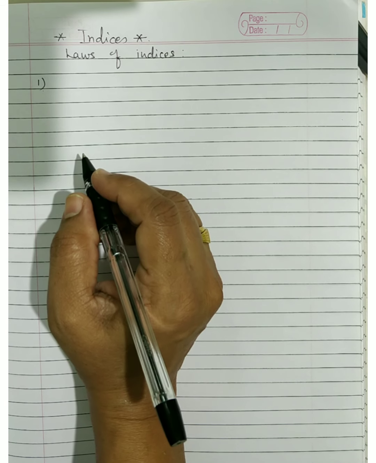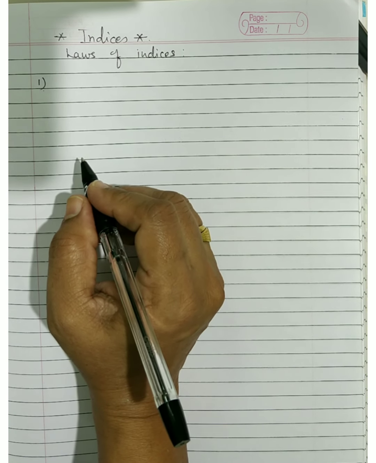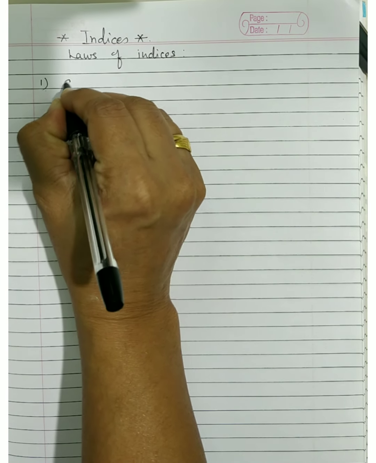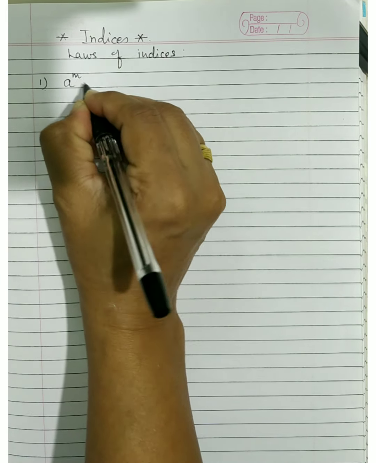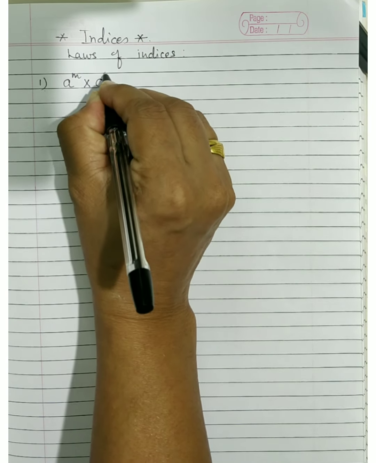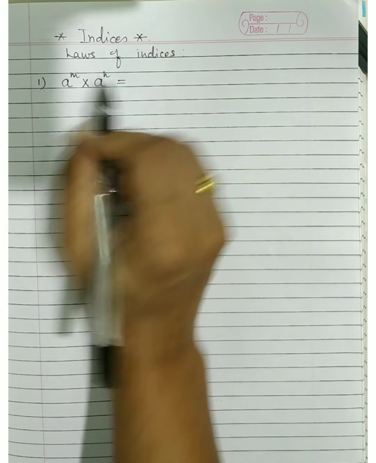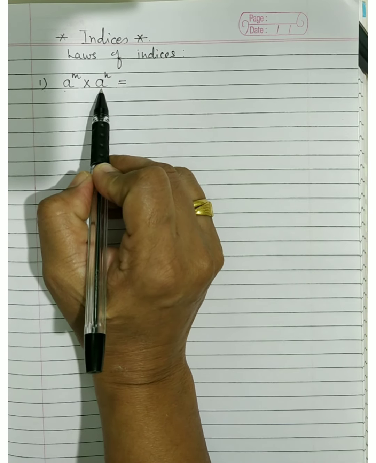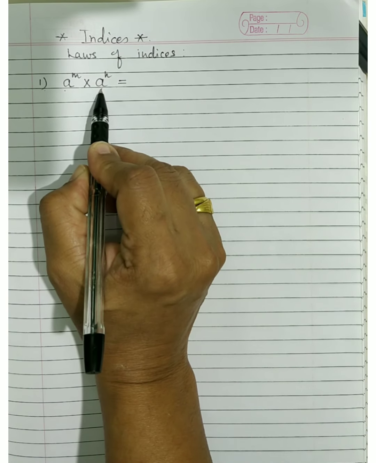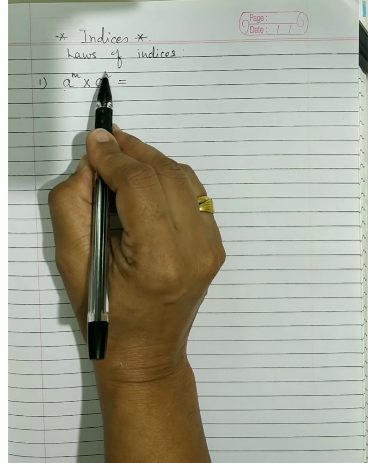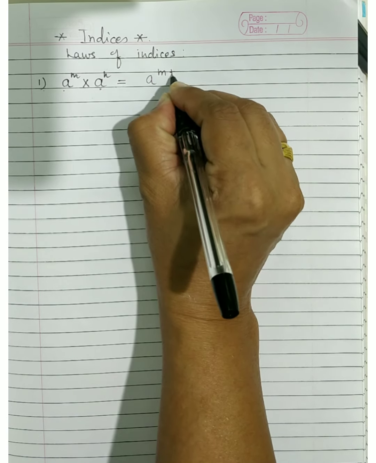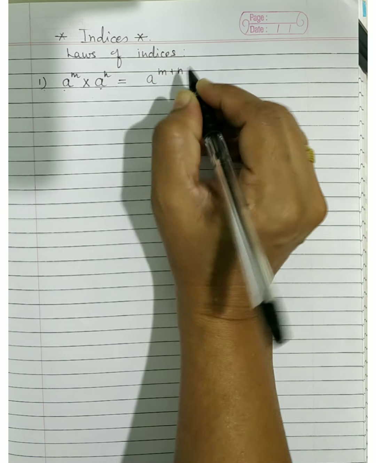First law: when numbers with the same base are multiplied, their powers are added. For example, a is some number whose power is m. All conditions are already considered here. a raised to n. What is the answer? Now here we are multiplying two numbers with indices where the bases are the same. If the bases are the same, what happens to the indices? Indices simply get added, and your first law comes very simple: a raised to m plus n.